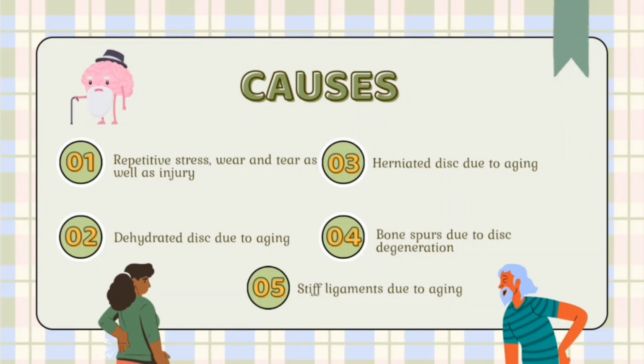Next, the causes of lumbar spondylosis are repetitive stress, wear and tear as well as injury. Then, dehydrated discs due to aging, herniated discs due to aging, bone spurs due to disc degeneration, and stiff ligaments due to aging.